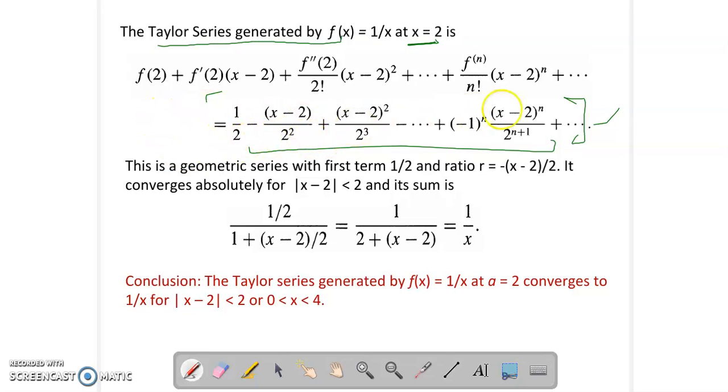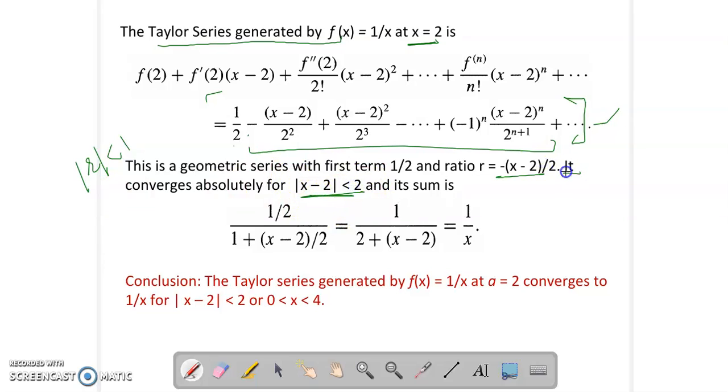So you see this is a geometric series with common ratio minus (x minus 2)/2, right? So the first term is 1/2 and the common ratio is minus (x minus 2)/2. Now we want to see for which values this series is going to converge. This series converges when the mod of the common ratio is less than 1. That is when mod of (x minus 2)/2 is less than 1, or we can say when mod of x minus 2 is less than 2. In that case, the series converges.